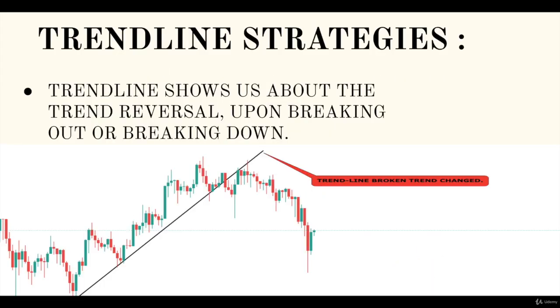Now, trend line strategies. A trend line shows us the trend reversal upon breaking out or breaking down. As you can see, this is an uptrend. The price is getting tapped each time and then bouncing back. Whenever the trend line gets broken, it indicates a trend reversal. And as you can see, the price then dropped all the way down. The price was in an uptrend, the trend line got broken, retested, and now it is heading towards the downside. So the trend line shows us the trend reversal.